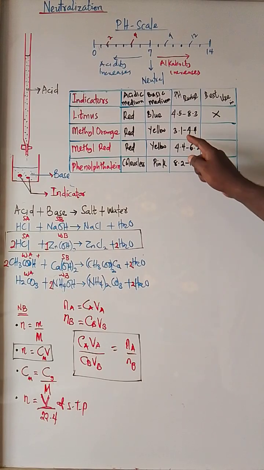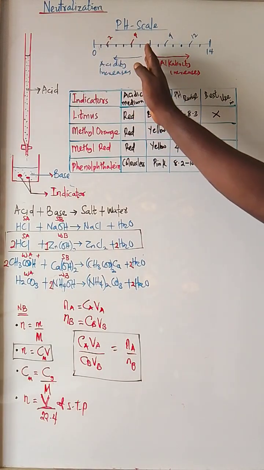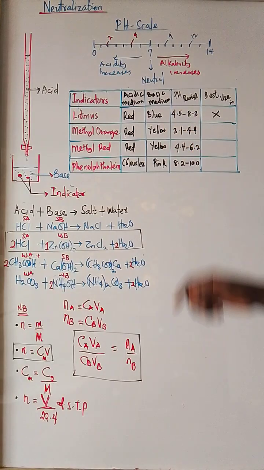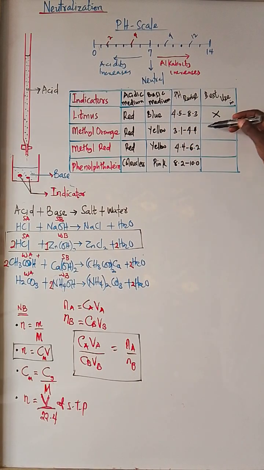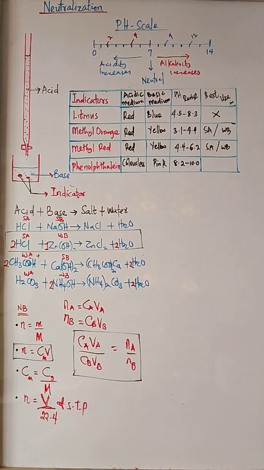So when are they best used? Now, if you consider this range, it falls towards the acid pH, between 0 and 7. So these two are best used whenever you have a strong acid versus a weak base. Whenever you are titrating a strong acid with a weak base, you use methyl orange or methyl red. Although they have the same color, methyl red is better. It will give us higher accuracy.